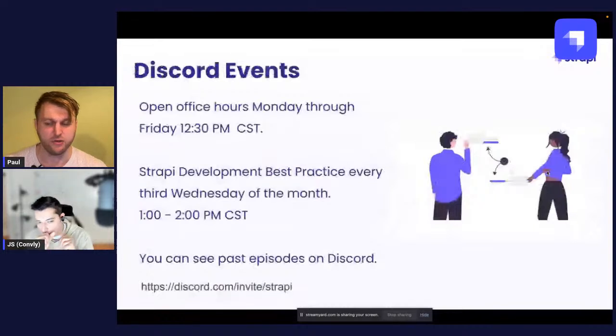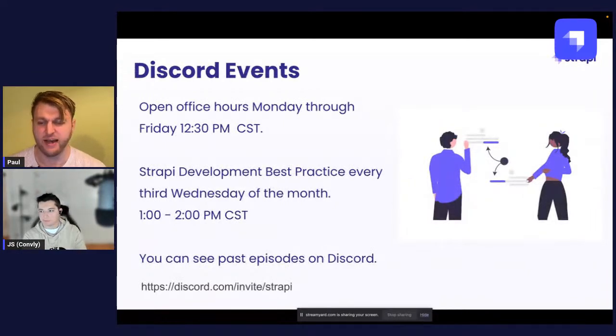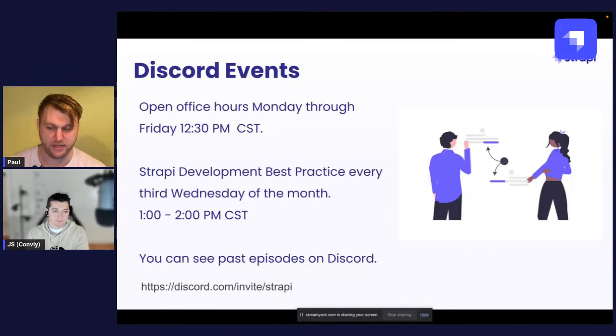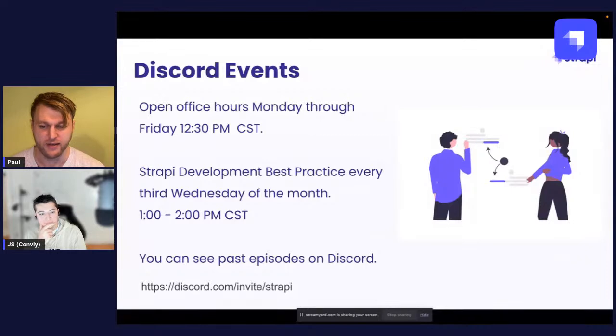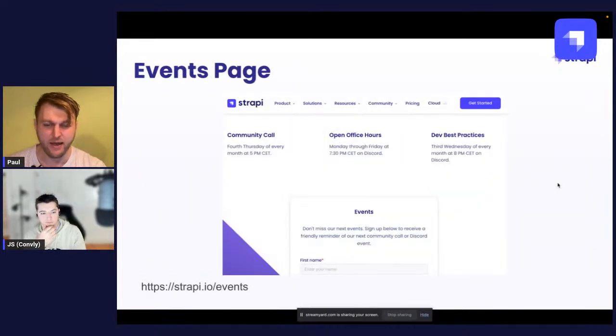We also do amazing Discord events. Monday through Friday, 12:30 CST, we have office hours for an hour where you can jump in, talk to Derek and me, and ask any questions you like. Every third Wednesday of the month at 1 p.m. CST, we have our Strapi development best practices, where we talk about intermediate to more advanced topics of building with Strapi, like how to customize controllers and how to work with policies. We also now have a new event page at strapi.io/events, where you can see all the events and sign up with a form to get friendly reminders.